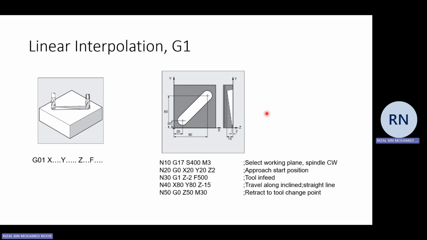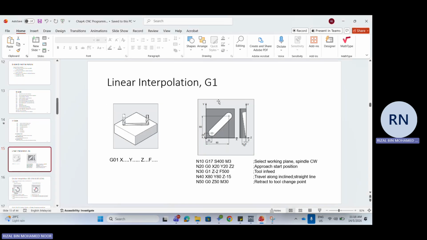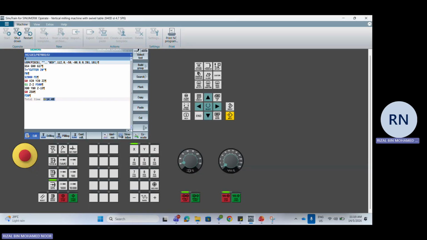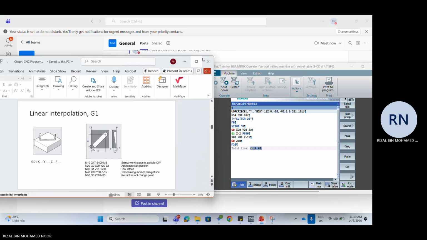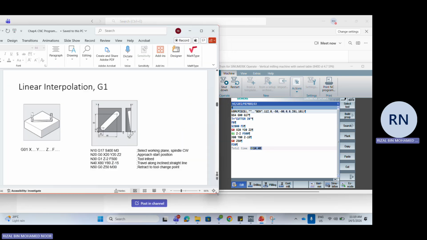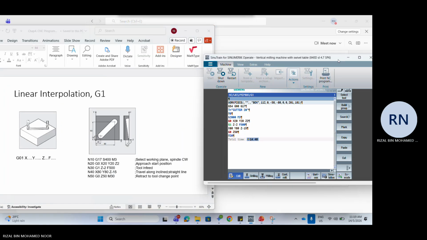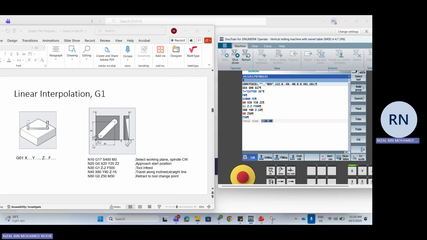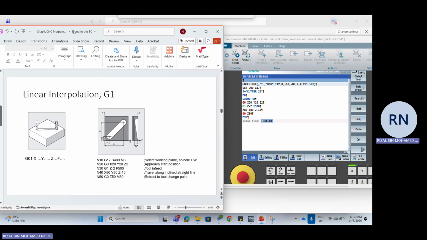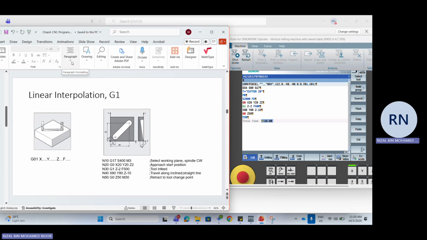So let's see how the program looks. These are simple programs using G1. This is G1, and how we can use G1 to activate the cutting movement.